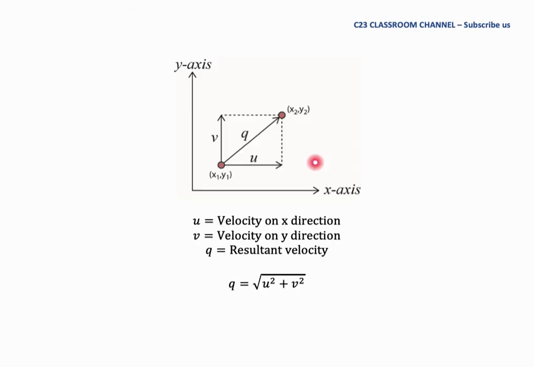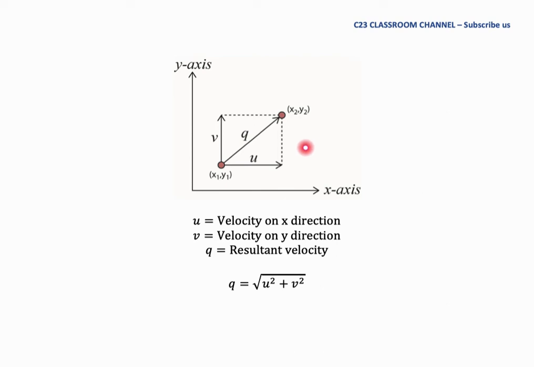For example, we have a molecule here with coordinates x1 and y1. After a certain time, this molecule moves from this location to this location with the coordinates x2 and y2. So the velocity might be equal to small q here.